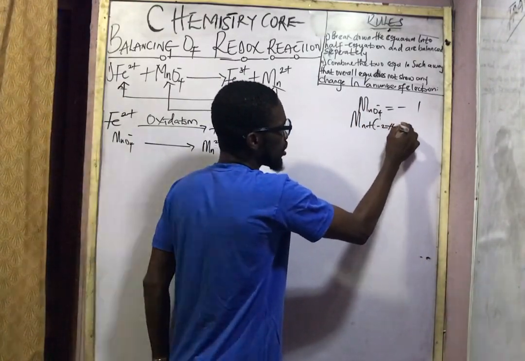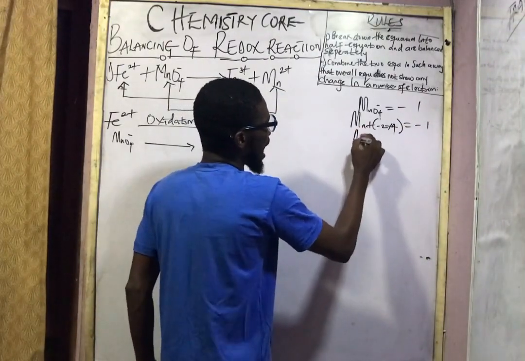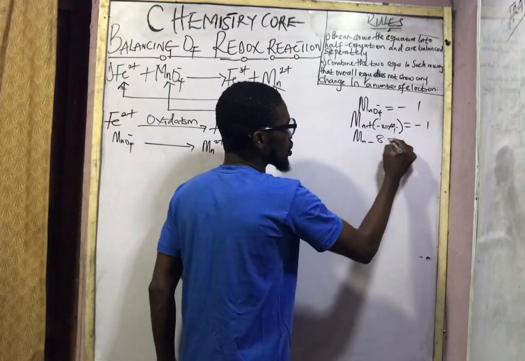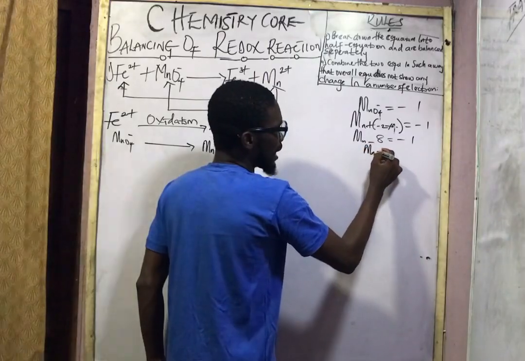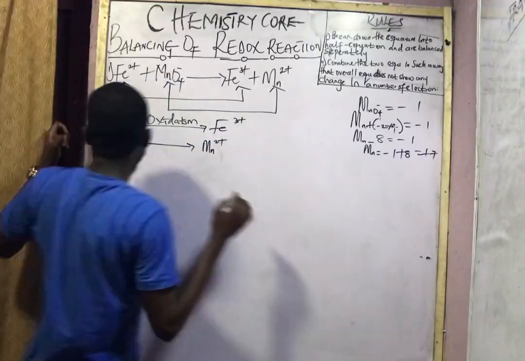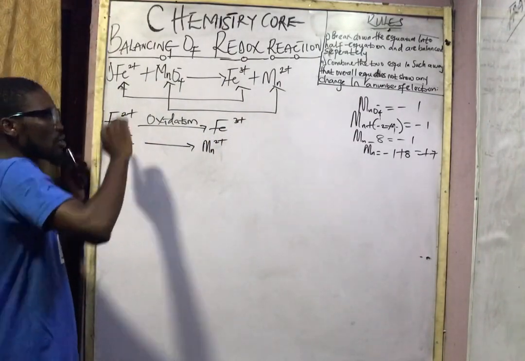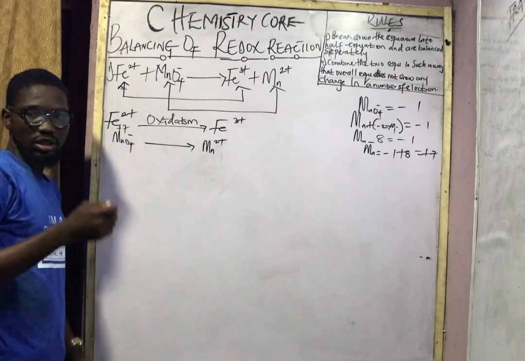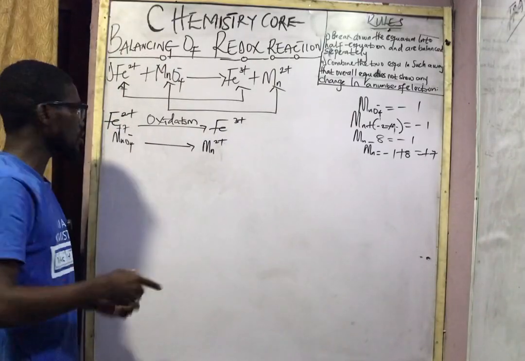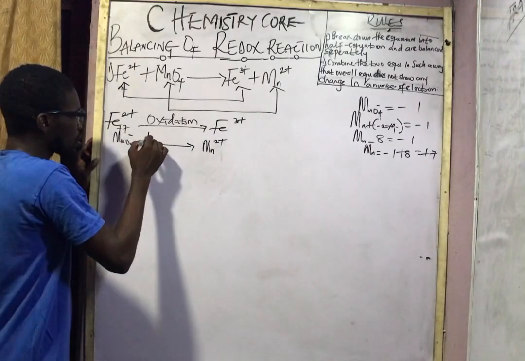The subscript is what? 4. Multiply by 4. You close the bracket, is equal to what? -1. So guys, we can say Mn plus 2 times 4, we have -8, is equal to -1. So guys, Mn is equal to -1 plus 8, we have +7. So our Mn is +7 here. So guys, from +7 to +2, there is what? A decrease, compared to from +2 to +3. So if this is oxidation, which is a half equation, this one will be what? Reduction.